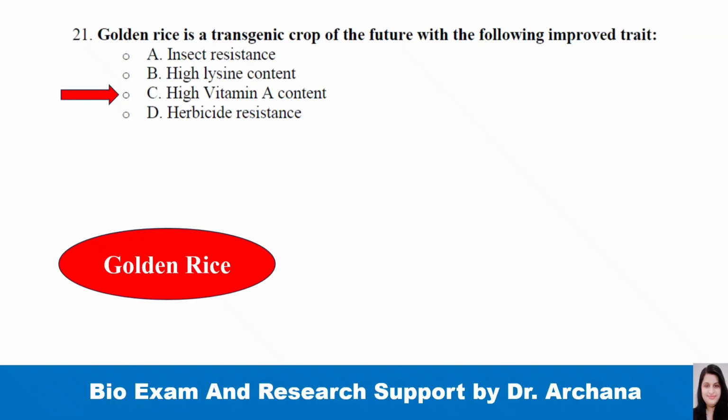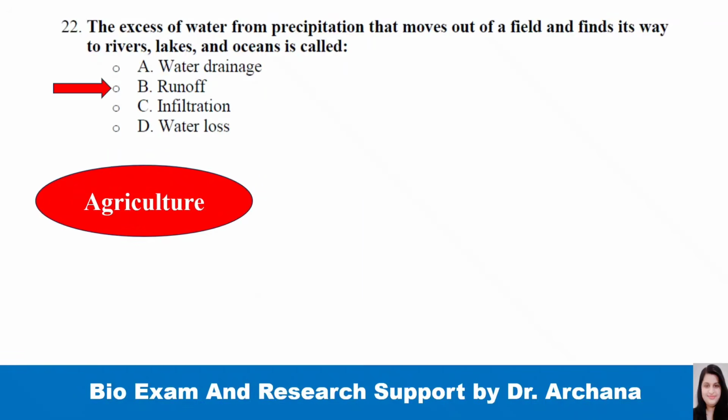Five more questions. So now moving to the next question, that is the 21st question. Golden rice is a transgenic crop of the future with the following improved trait. And it is again a very simple question because golden rice is a genetically modified rice engineered to produce beta carotene, a precursor of vitamin A, to combat vitamin A deficiency in populations reliant on rice as a staple food. So it is high vitamin A. It has high vitamin A content. So the answer will be C. Now moving to the next question.